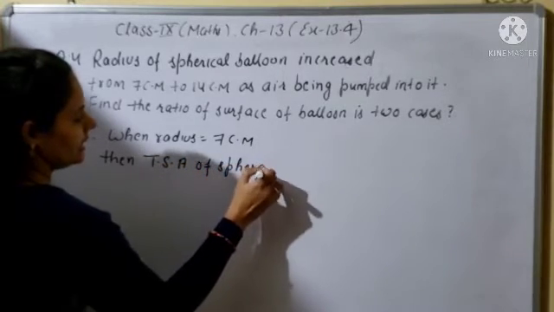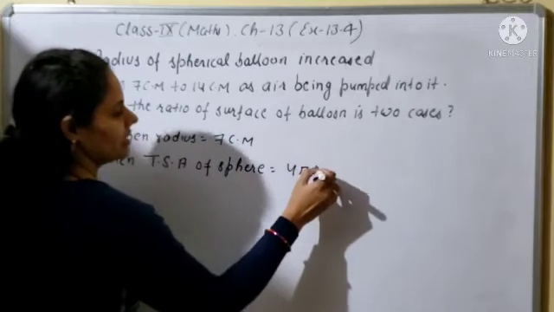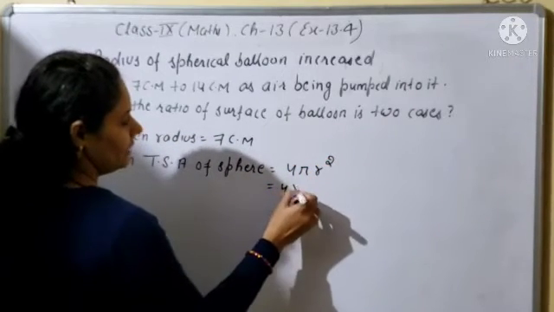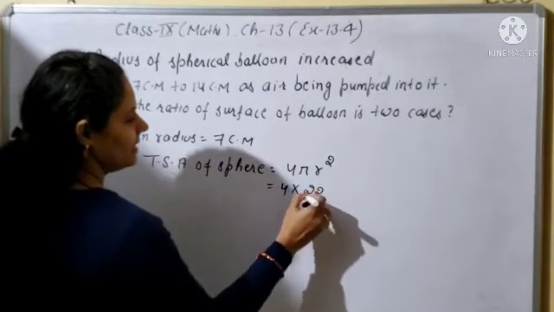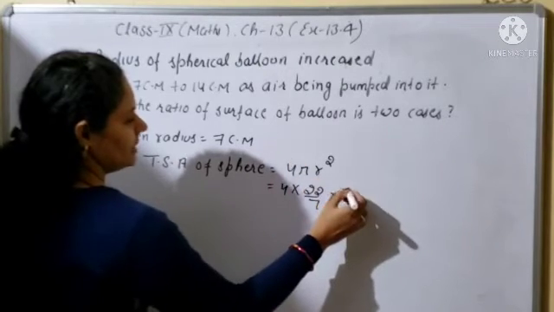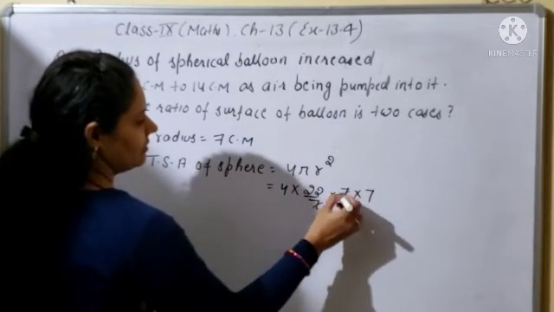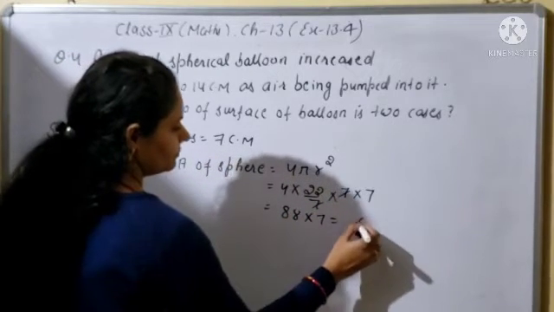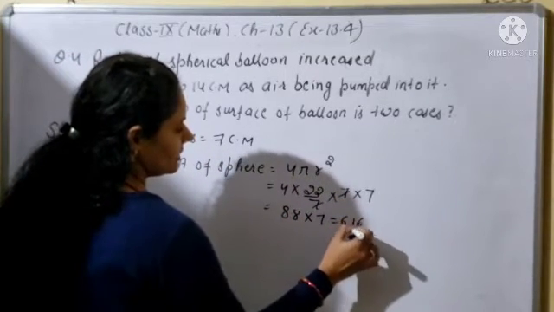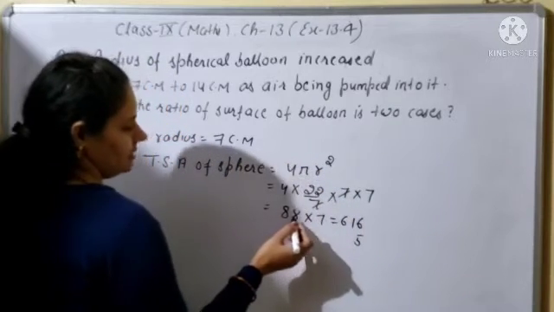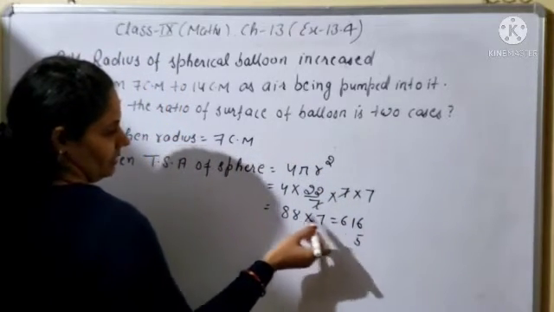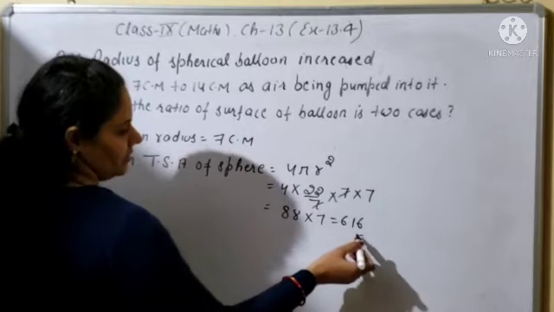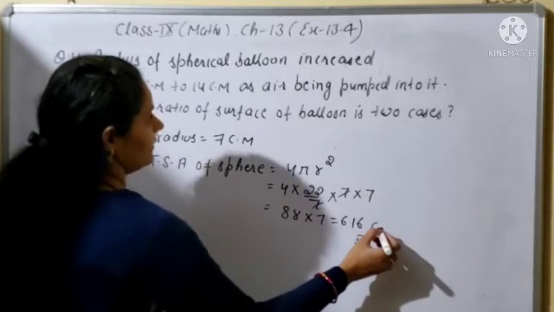Then the total surface area of the sphere will be 4 pi r square. So apply the formula: 4 into pi, pi is 22 by 7, and r square means 7 into 7. Cancel out. 88 into 7, so it will be 616. 7 8s are 56, and 5. So it will be 616, and it is given in centimeter.